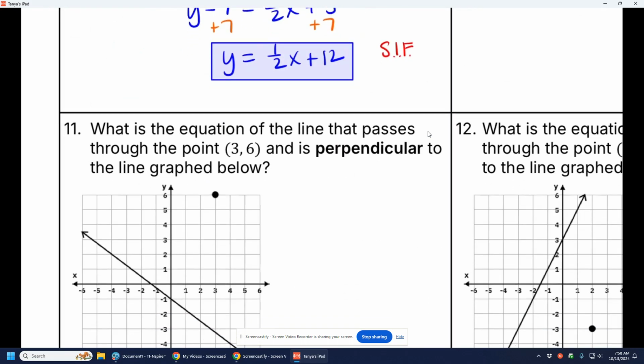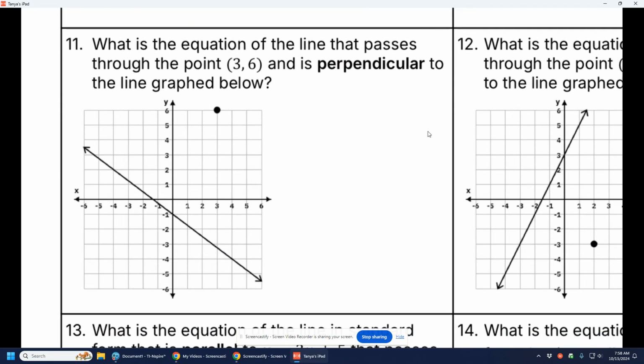Okay, number 11. What is the equation of the line that passes through the point 3, 6? So that'll be our x1, y1. And is perpendicular, so we want opposite reciprocal slope, to the line graphed below. So they didn't give us an equation. We're going to have to look here. So that point 3, 6, they actually went ahead and they graphed it for us. So that's cool. We can see the picture.